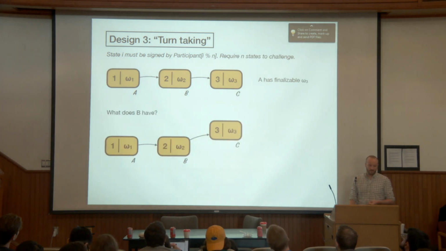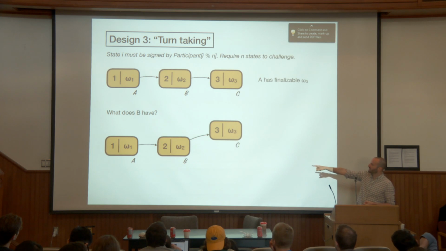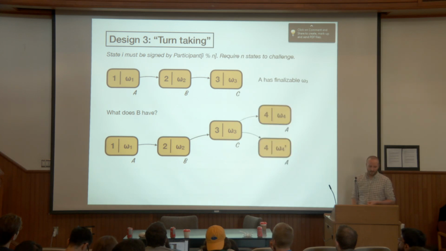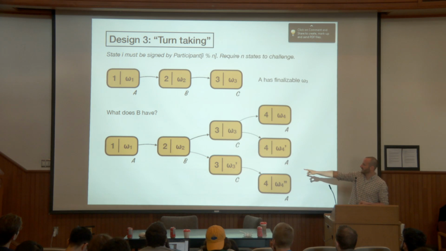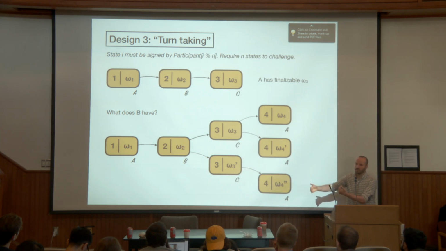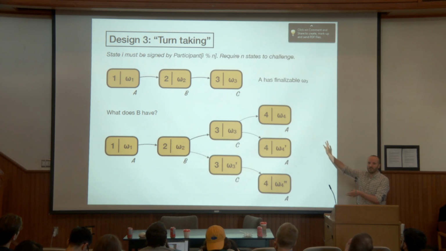What does B have? To figure out what B has, B has signed omega 2. So B can't prevent omega 3. If A could move here or here, B can't prevent these either. And actually, even though C has signed that, B can't prevent C from signing something else and enabling these ones. So to figure out what you have enabled, you have to play the state machine through until it's your turn again. And you can figure out some sort of value from this.